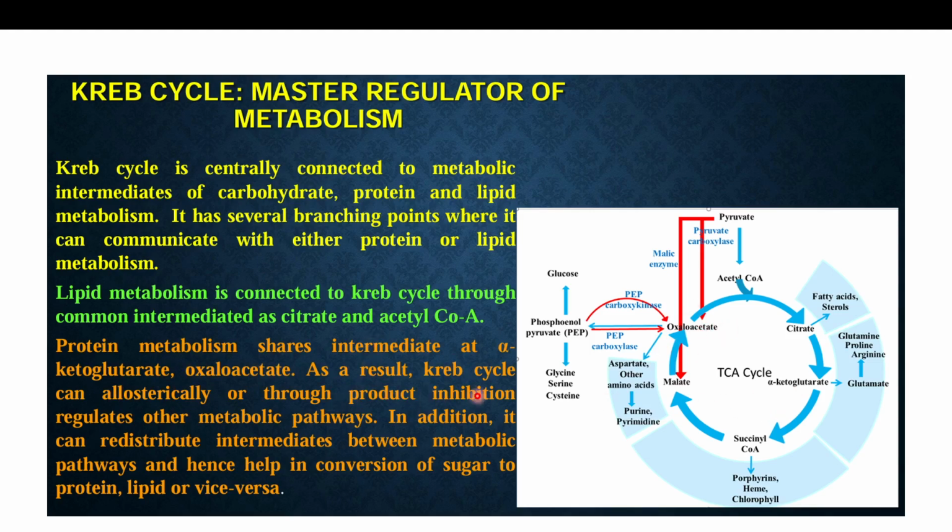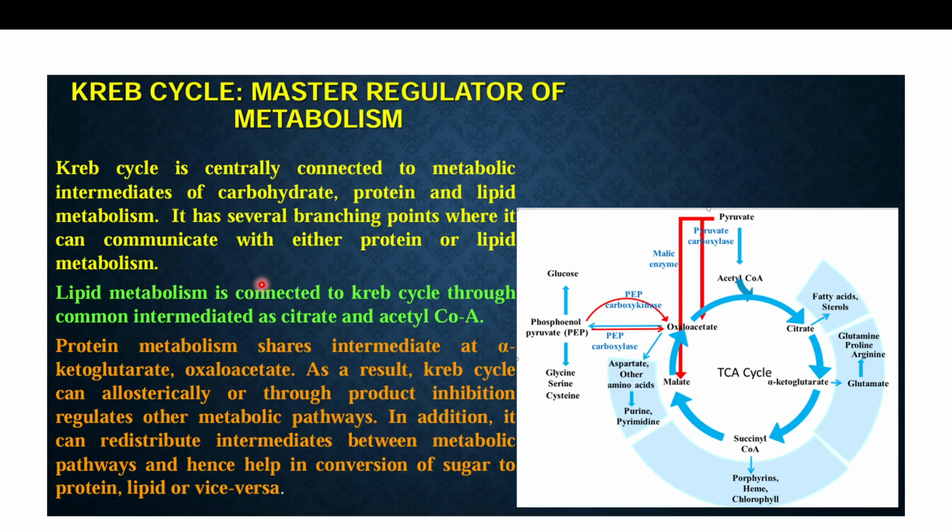Okay. As a result, the Krebs cycle can allosterically or via product inhibition regulate other metabolic pathways. In addition, it can redistribute the intermediates between metabolic pathways and hence help in conversion of sugar to either proteins, lipids, or vice versa. Okay.